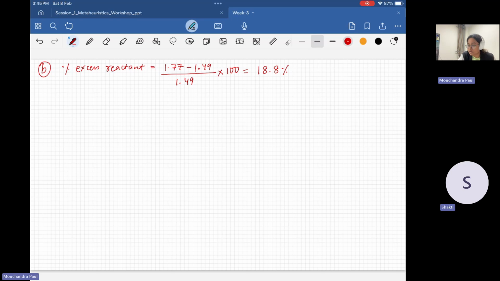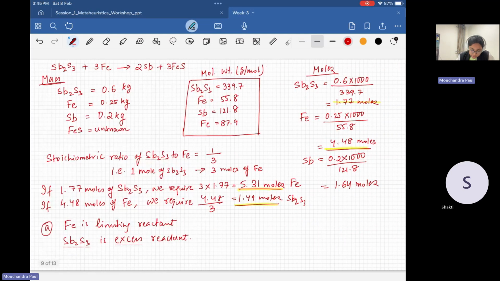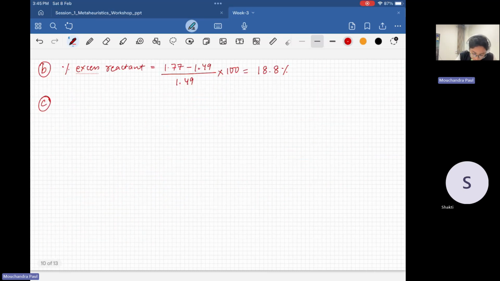So, 18.8. Correct. Yes, yes. Okay, so let's now proceed with part C. We have to find the degree of completion. Basically, it's in fraction form. So how shall we do it? The final product that we are expecting is Sb.